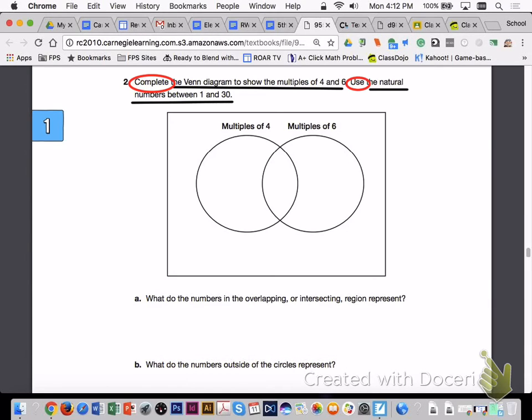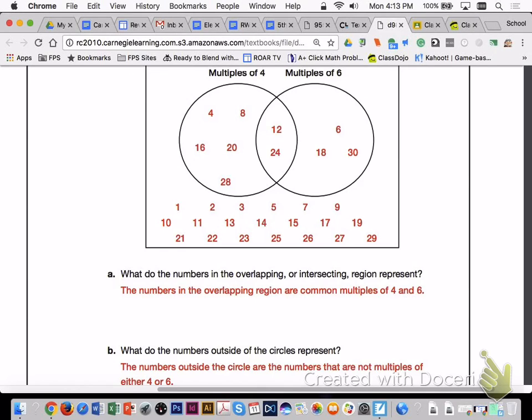Please turn to page 28 and answer number 2, letters A and B with your group. For number 2, this is what your completed Venn diagram should look like for the multiples of 4 and multiples of 6. Please check over all of the numbers between 1 and 30 and make sure that they are in the correct spots. For letter A, the numbers in the overlapping region are common multiples of 4 and 6. In this case, we have 12 and 24. And for letter B, the numbers outside the circles are the numbers that are not multiples of either 4 or 6.